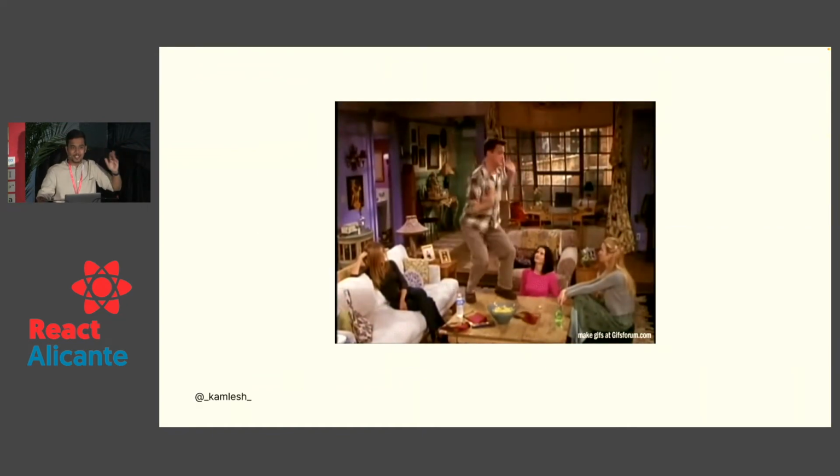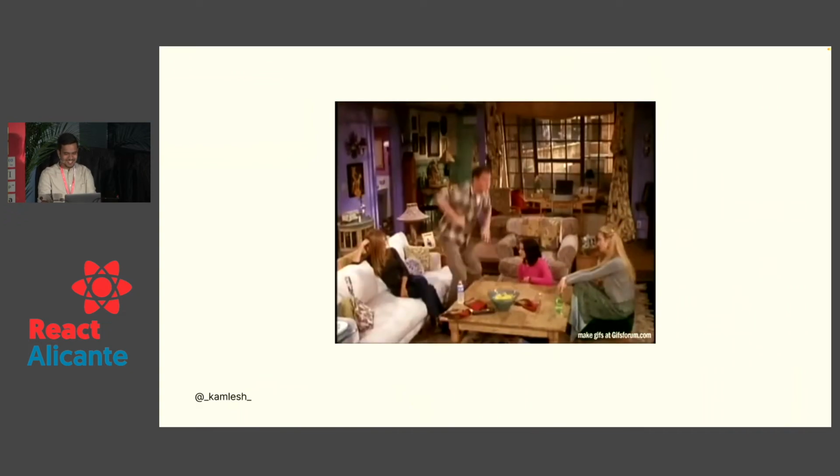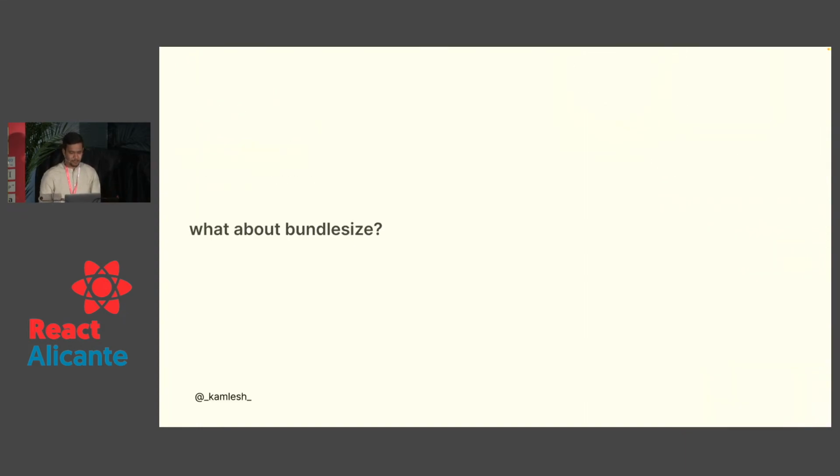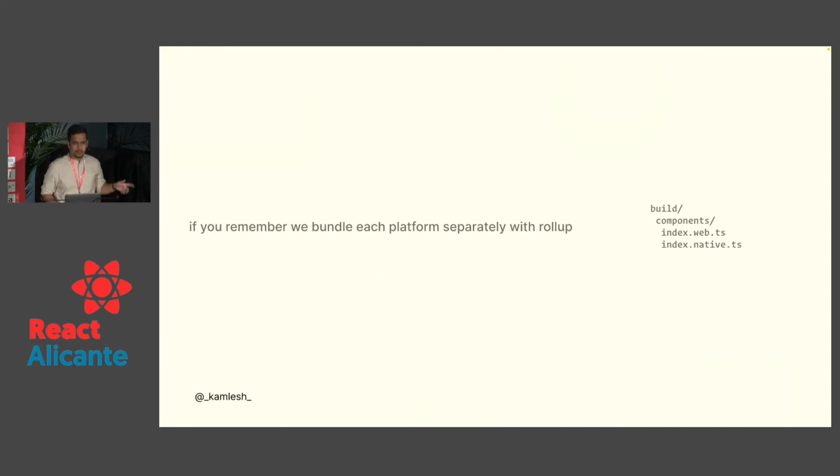Whew, finally, the demo worked, right? But there are some common questions. There would be a lot of questions running across your minds. The first thing, what about bundle size, right? We all like to speak about performance, so how can I skip bundle size? If you remember, we bundle each platform separately with rollup. So there's no footprint of native things going into web and vice versa. So we have two bundles. They both are completely isolated.